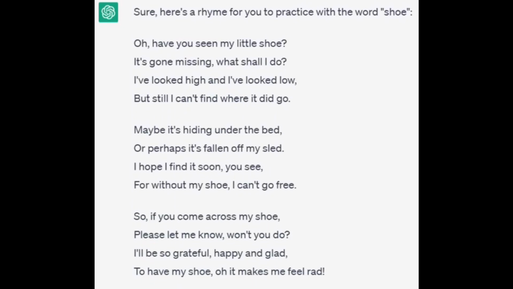Oh, have you seen my little shoe? It's gone missing, what shall I do? I've looked high, I've looked low, but I still can't find where did it go? Maybe it's hiding under the bed, or perhaps it's fallen off my sled. I hope I find it soon, you see, for without my shoe, I can't go free. So if you come across my shoe, please let me know, won't you do? I'll be so grateful, happy and glad to have my shoe. Oh, it makes me feel rad.